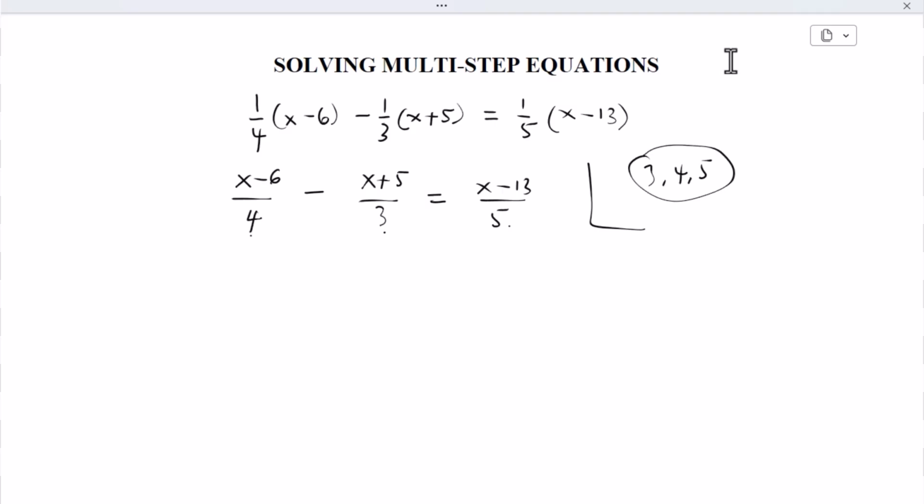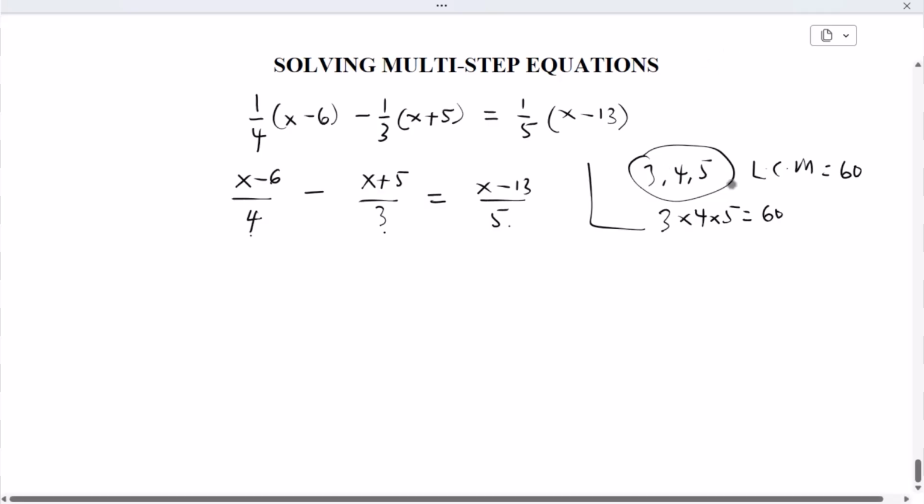Now we need to get a number for the least common multiple. The best way we can get it in this instance is by multiplying the three numbers. That's going to give us 3 multiplying 4 multiplying 5. That will be 60. So I'm going to use the least common multiple, which in this case is 60, to multiply the entire expression.